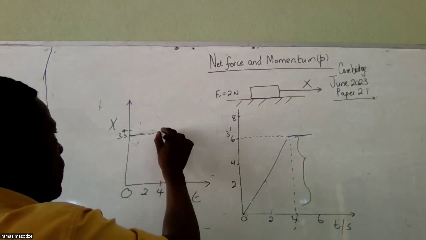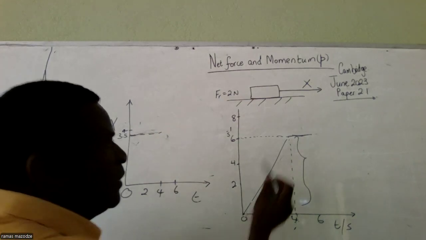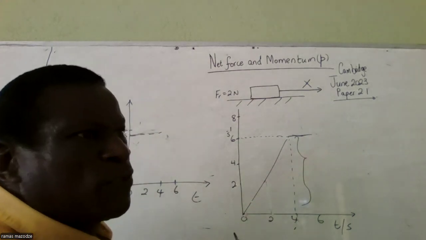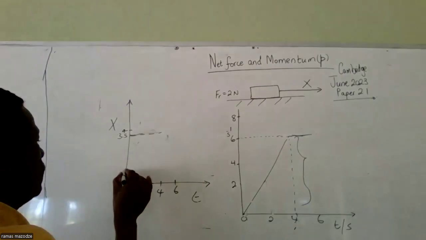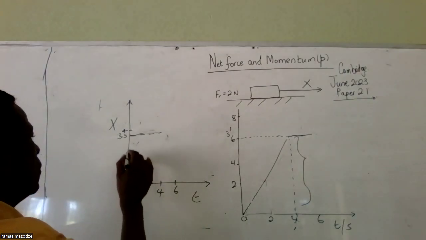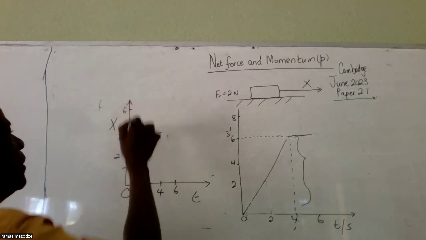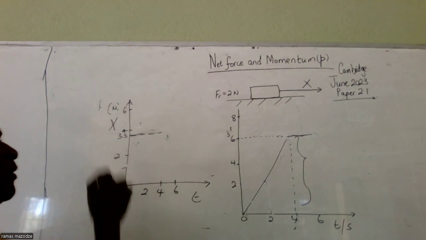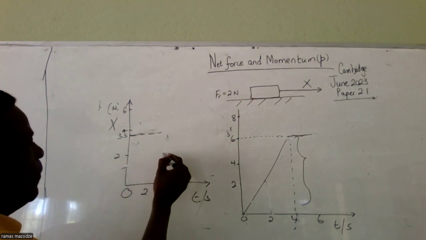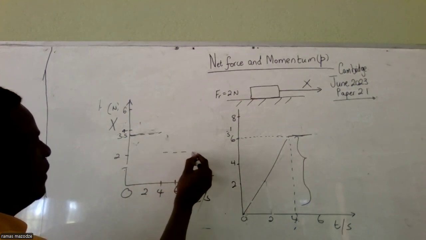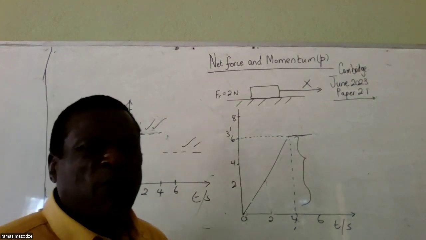Then from 4, we found that it was 2 newtons, because the net force was 0, 2 minus 2 was 0. So this is 2, 4, this is 6, 8 newtons. Don't forget to put the units, time in seconds. So you can plot now from there, it was like this. So you get your marks, so this would be your graph. That is all that they needed.